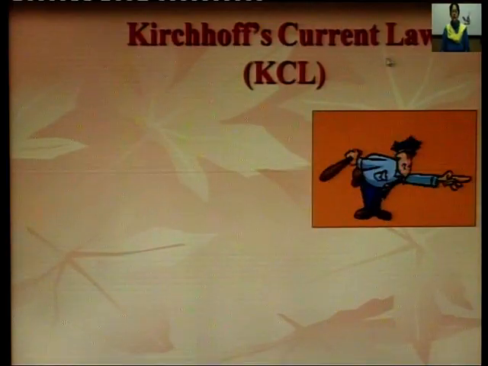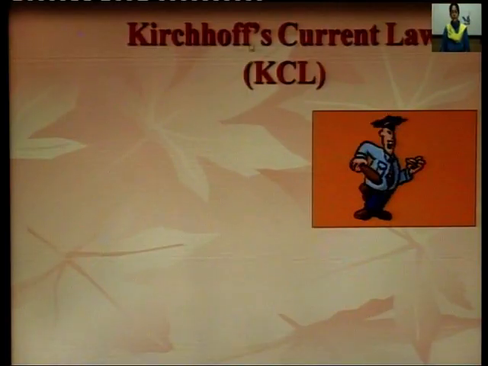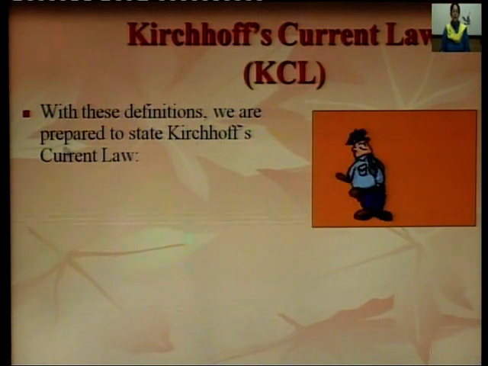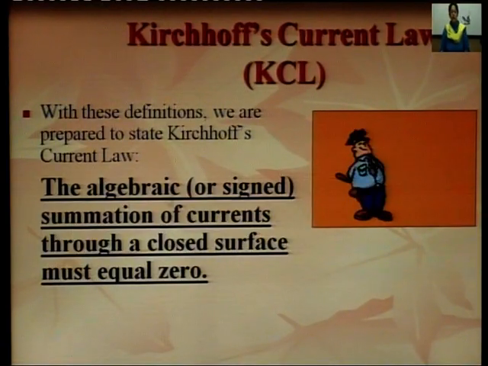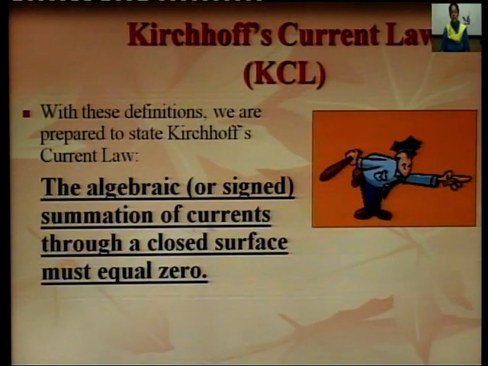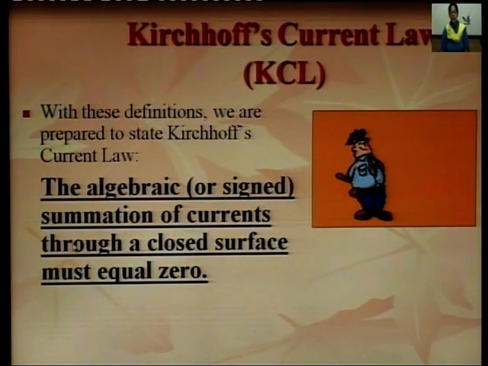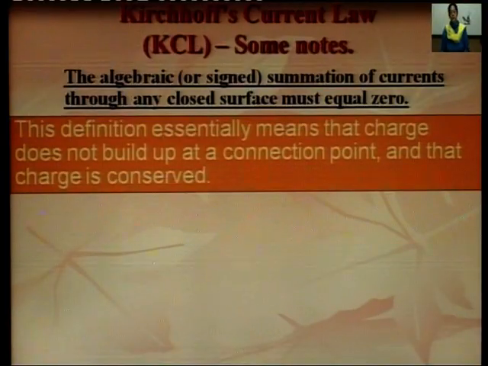Now let's define what is Kirchhoff's current law. There are 2 laws, Kirchhoff's current law and Kirchhoff's voltage law. First we start with Kirchhoff's current law. With these definitions we are prepared to state it. After defining node, branch and loop, now we can define Kirchhoff's current law or Kirchhoff's first law. It states that the algebraic or signed summation of currents through a closed surface must be equal to 0. That means in a closed path, the algebraic sum of all the currents must be 0.